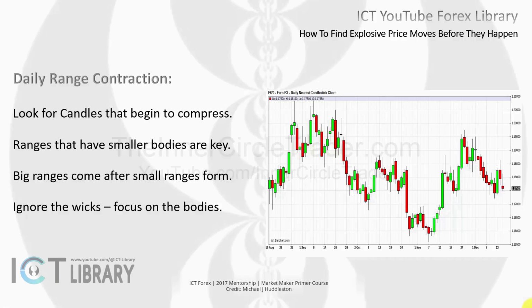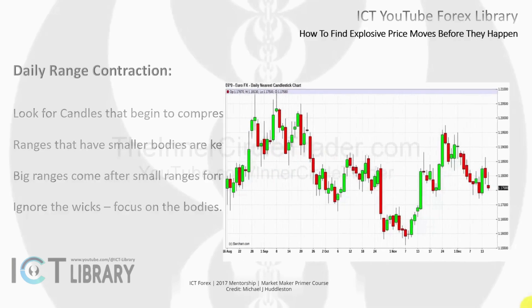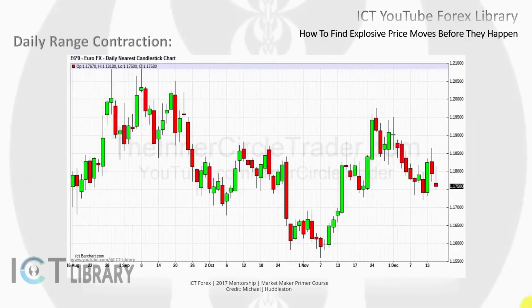Now, obviously, as I said with the weekly range, everything is the same for a daily range contraction. So without repeating myself, I have it here for your notes. But let's take a look at a couple examples from the daily perspective. We can see up in here, after the swing high, we have a very small body candle. Disregard the wick. We don't care about that. We're looking at the body of the candle.